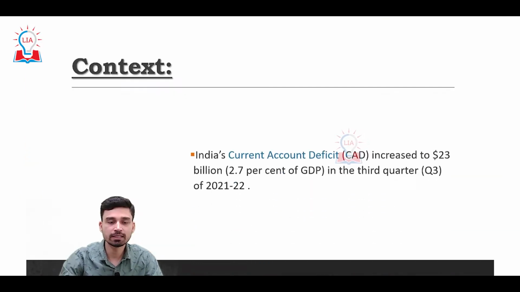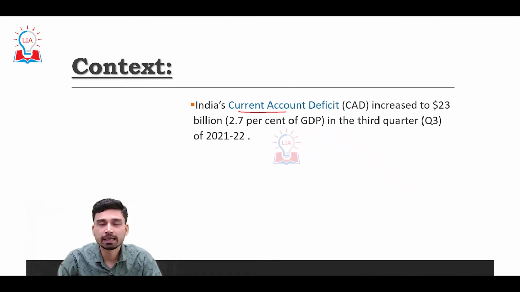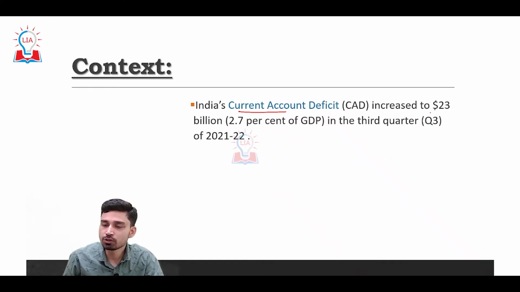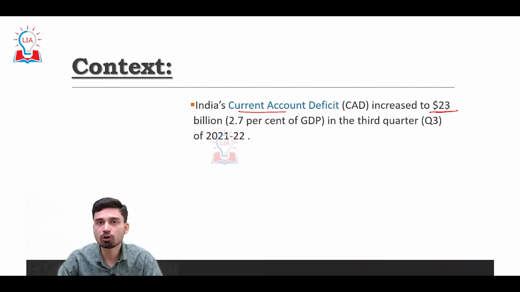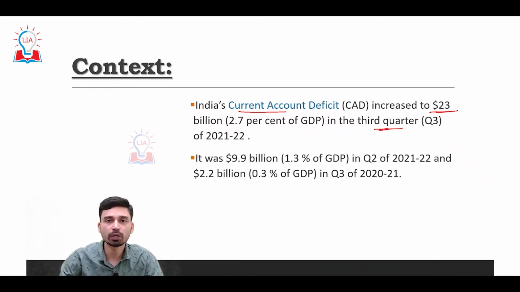So first, let us start with the context in which we are discussing this particular issue. Recently it has been announced by the government that India's current account deficit, also called CAD in short, increased to almost $23 billion, that is almost 2.7% of India's GDP, in the third quarter of financial year 2021-2022.